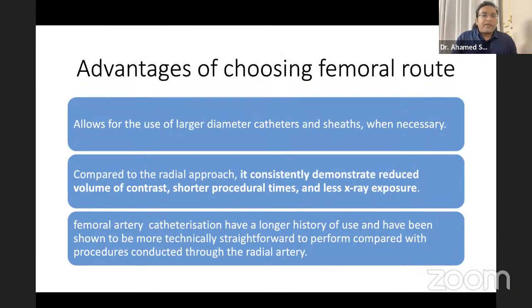So what is the advantage of choosing the femoral route? It allows the use of larger diameter catheters and sheaths when necessary, especially for endovascular procedures. Compared to the radial approach, it consistently demonstrates reduced contrast volume, shorter procedure time, and less X-ray exposure. Femoral artery catheterization has a longer history of use and has been shown to be more technically straightforward than procedures through the radial artery, because of the limitation of its small caliber.